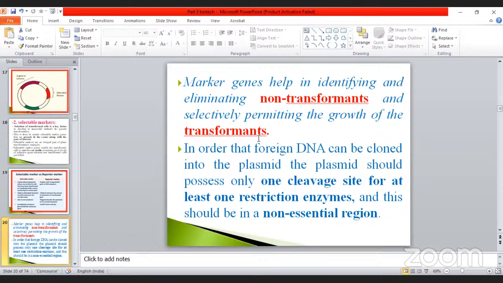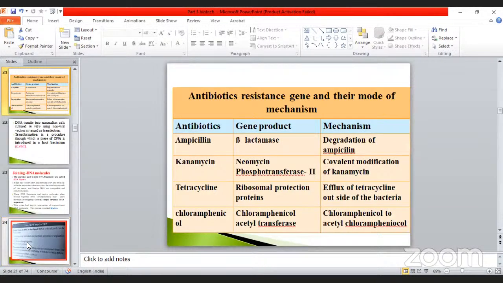In order that foreign DNA can be cloned into a plasmid, the plasmid should possess only one cleavage site for at least one restriction enzyme, and this should be in a non-essential region. That we also already discussed. And also the antibiotic gene products and mechanisms: ampicillin, kanamycin, tetracycline, chloramphenicol. What the gene products and mechanisms are, we already discussed.